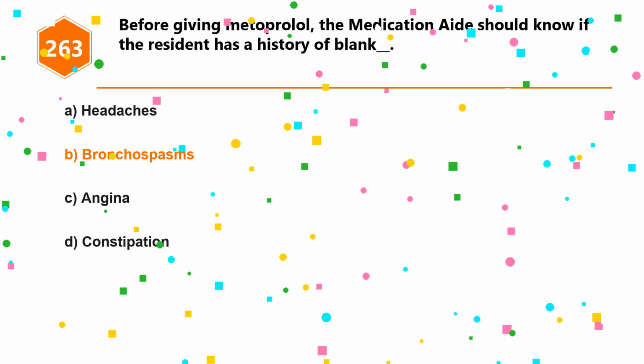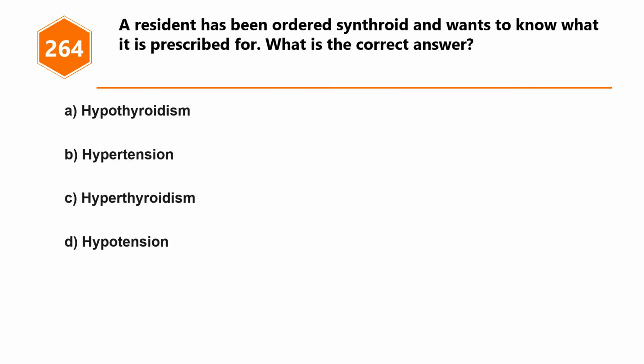The correct answer is option B, bronchospasms. Question 264. A resident has been ordered Synthroid and wants to know what it is prescribed for. What is the correct answer?